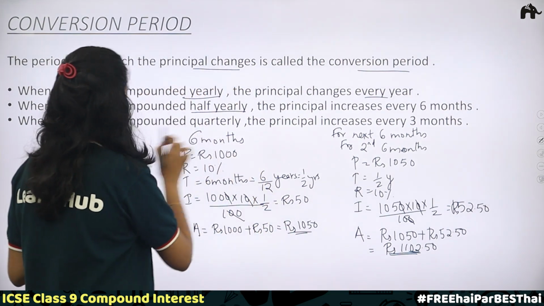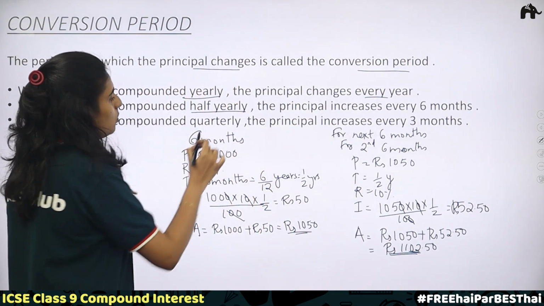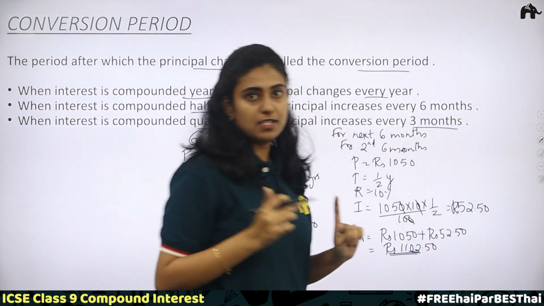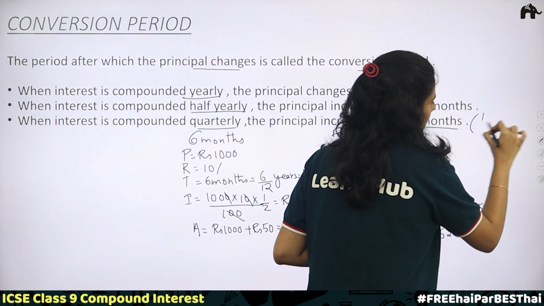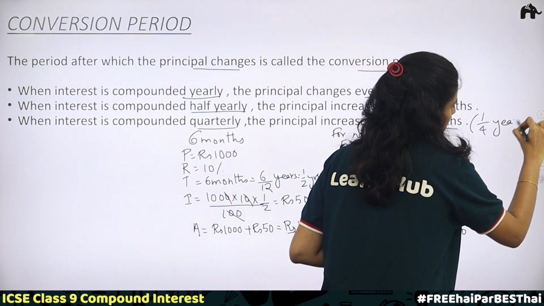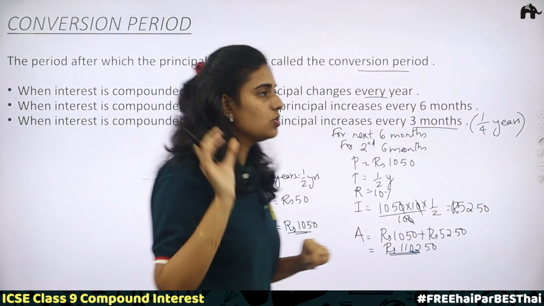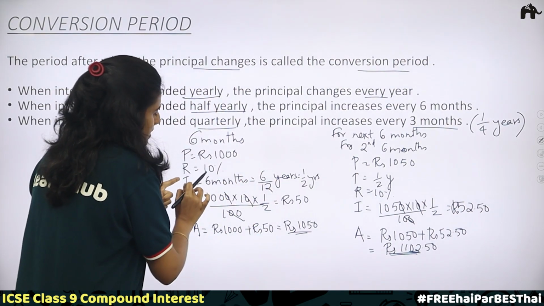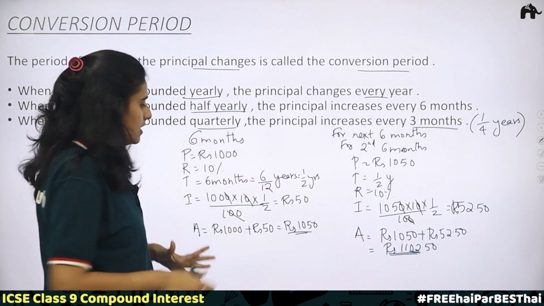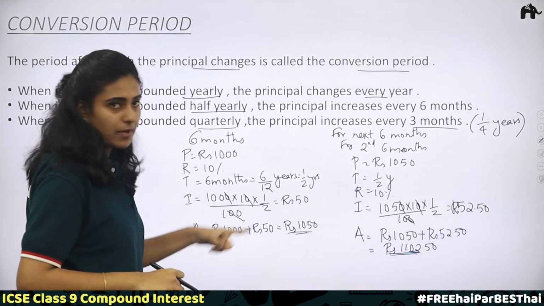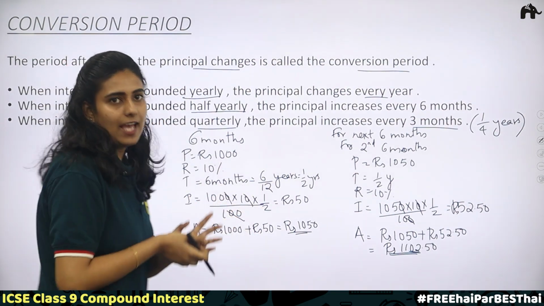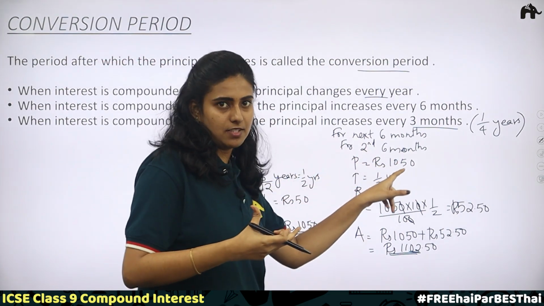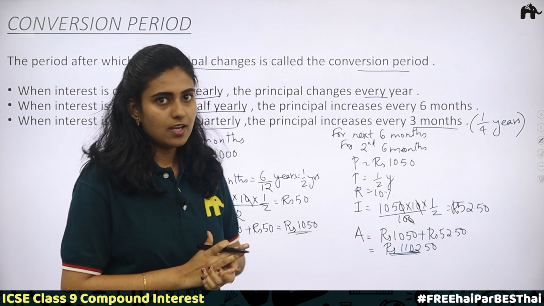Now when it becomes quarterly, that is when interest is compounded quarterly, the principal increases every 3 months. 3 months will be equal to 1/4 years. 3 months divided by 12 months, that is equal to 1/4 years. Here what change happens? The time becomes 1/4 years, and in the calculation, in place of 1/2, it becomes 1/4, and you can calculate the interest and the amount for the next 3 months, that is next quarter year. Understood?